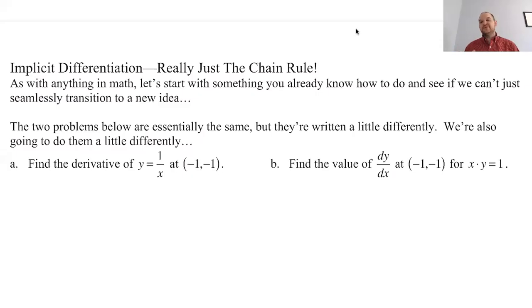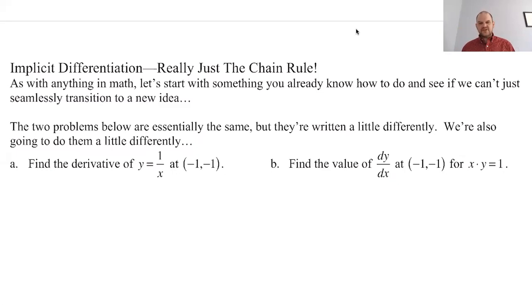Okay, in this video, we are going to start note 6 of Calc AB. It's about implicit differentiation, which is really, I swear to you, it's just the chain rule. So if you know what you're doing with the chain rule, you'll be okay with this. Let's see what it looks like, though, because it looks and feels a little different at first.